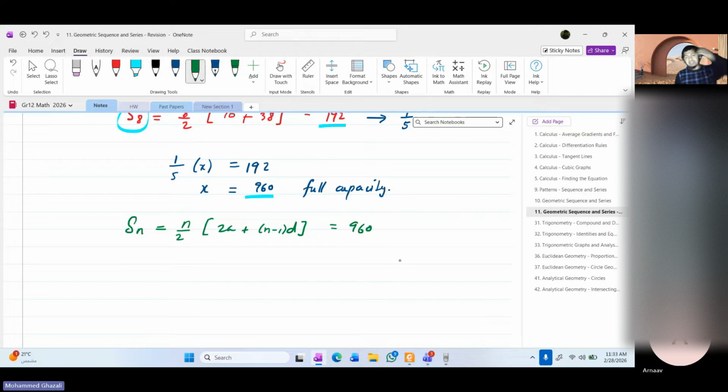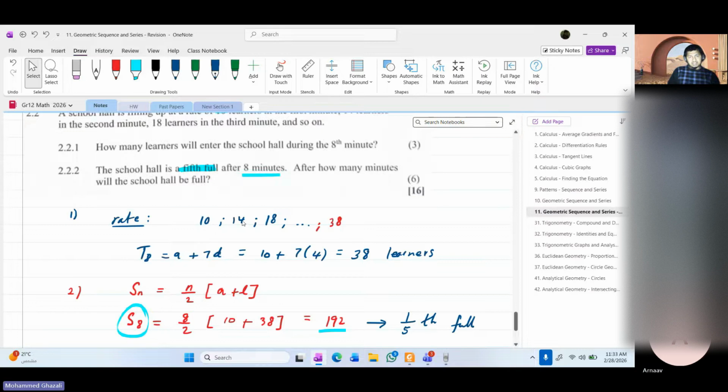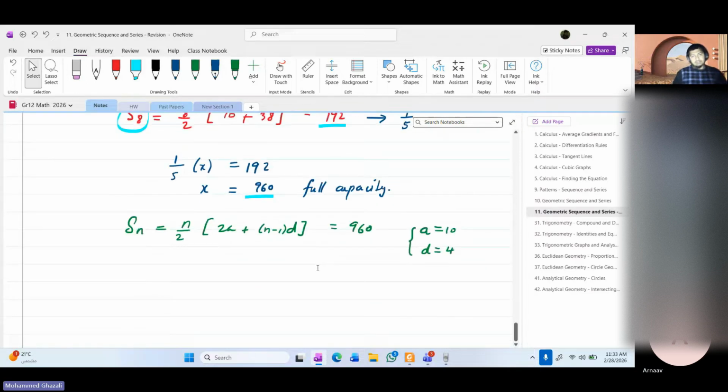You know what the value of a is? The value of a is equal to 10, and the value of d is equal to 4. We know that, so we're going to put it inside here. Let's see if that is correct. a is 10, common difference is 4. So n over 2, 2 times a is 20, plus n minus 1 times d, which is 4, and that's equal to 960.